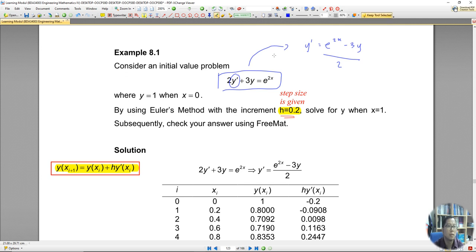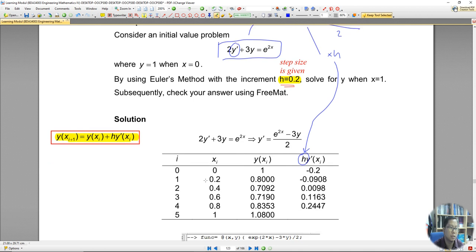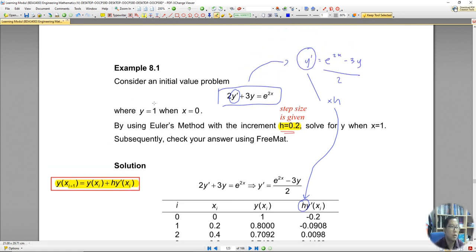From this we know the equation for y prime. Y prime here, you have to multiply by h in order to get this one. h is the step size, the increment, from 0 plus 0.2, the step size.